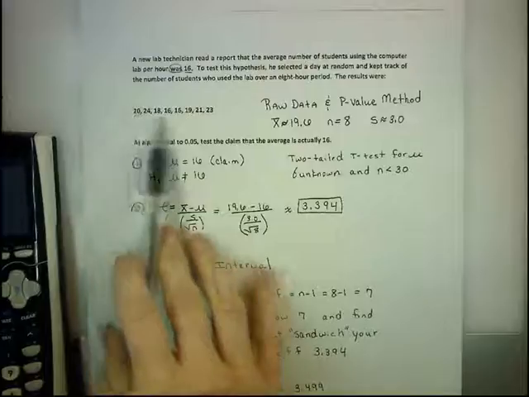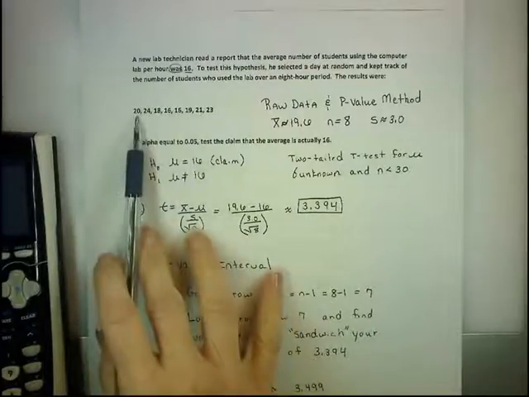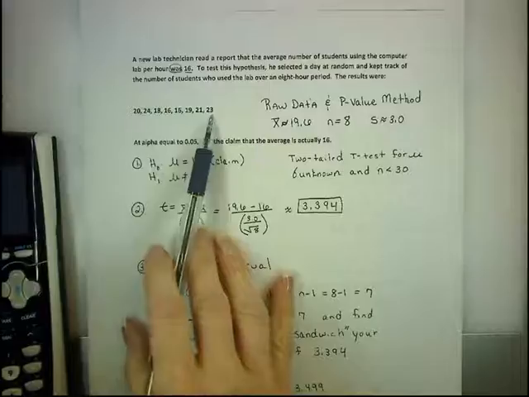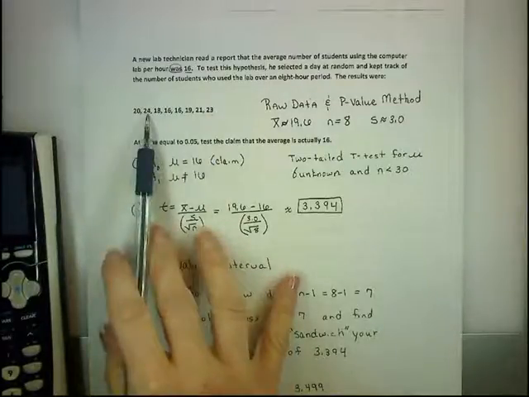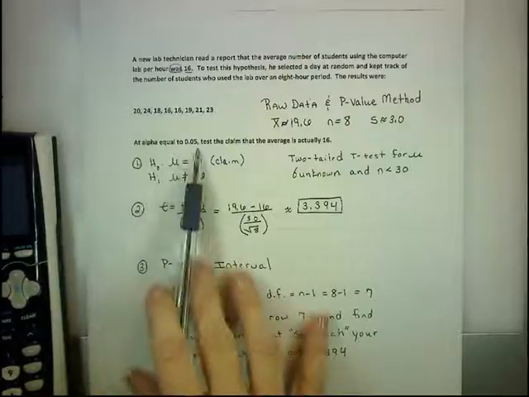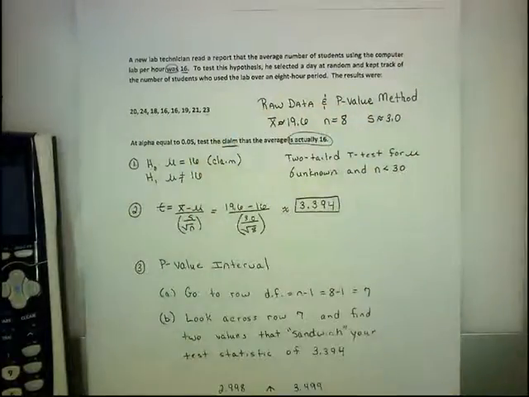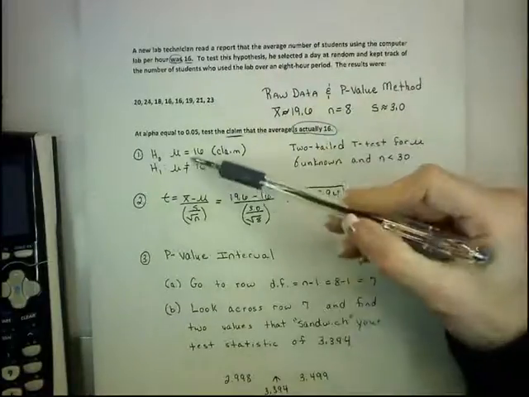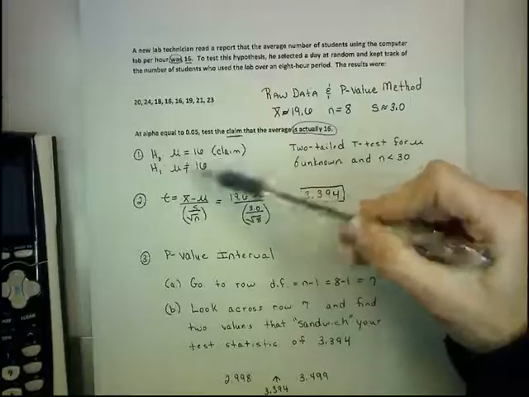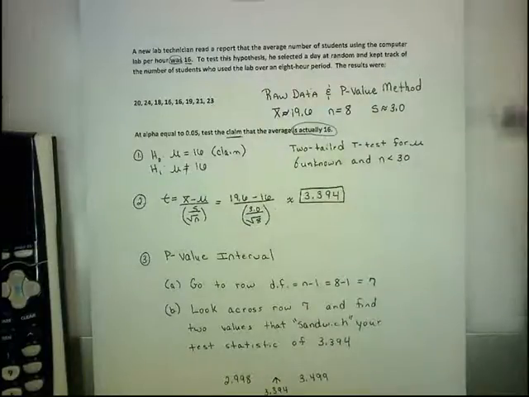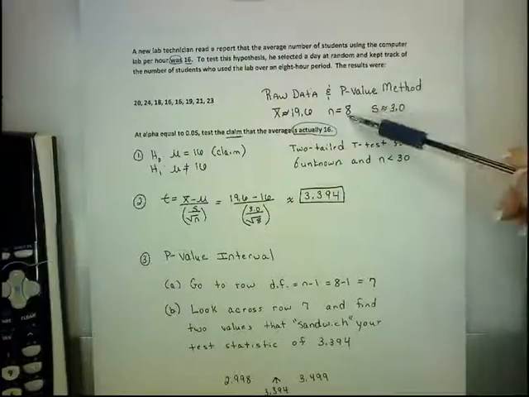So I have 8 hours represented here, and students using the lab. 20 students, 24, 18. 8th hour, 23 students used the lab. So your sample size is 8. At alpha equals 5%, test the claim that the average is actually 16. Is actually 16 means equal to. So equal to versus not equal to would have to be your setup, and the claim is the null this time. It's a two-tailed t-test, and the reason it's a t-test, the sample size is 8.